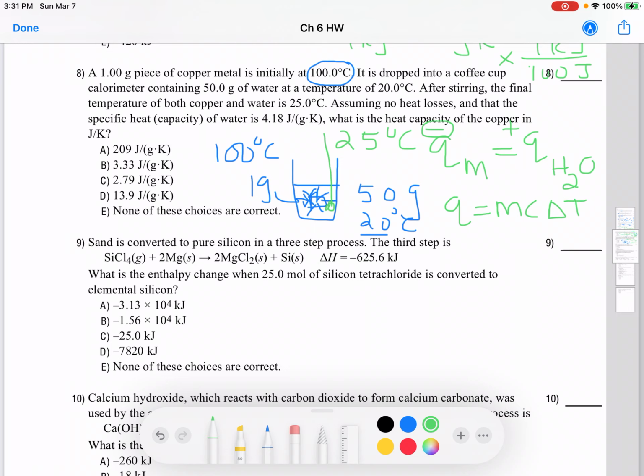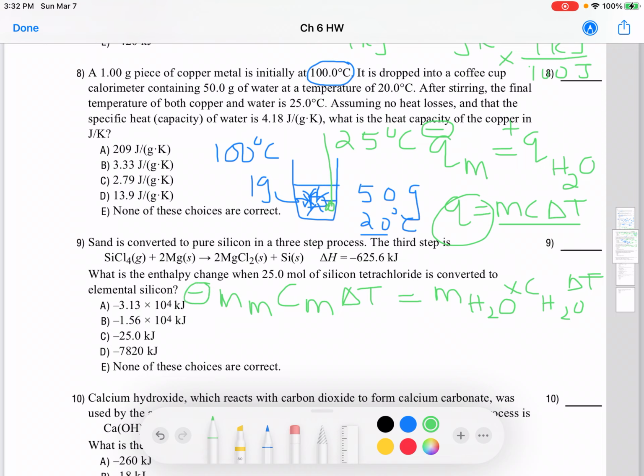So if you can find out the mc delta T values for the metal and the mc delta T values for the water, we can compare them, make them equal, and find out the heat capacity of the copper metal. So the heat capacity of the copper metal times the delta T for the metal equals the mass of the water times the specific heat capacity for the water times the delta T for the water. Right, because that represents Q. The only difference is this is going to be negative and the other side is going to be positive.